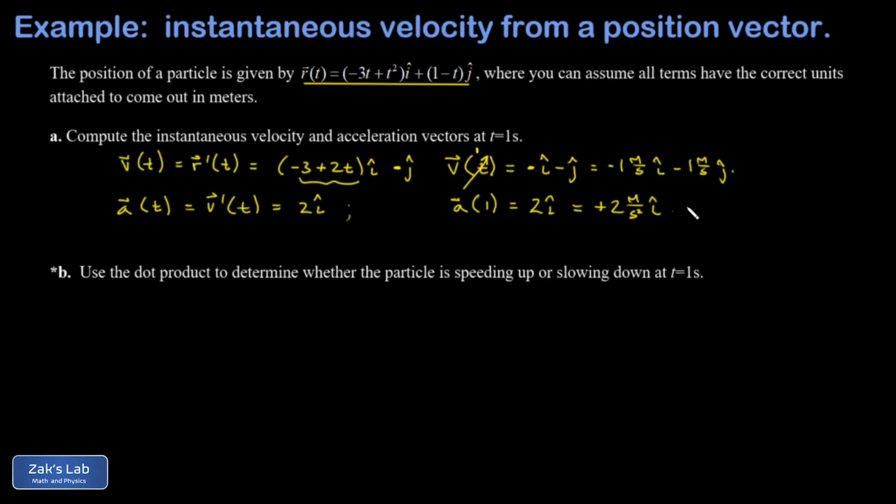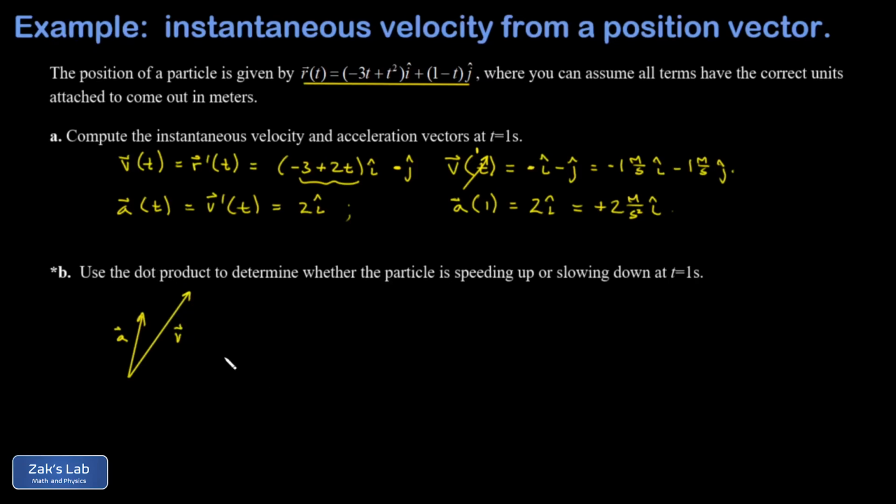Part B is interesting. I'm asked to use the dot product to determine whether the particle is speeding up or slowing down at t equals 1 second. And what I'm getting at here is that the relative angle between the acceleration and velocity vectors determines whether or not I'm looking at something that's speeding up or slowing down. And I made a whole video for this, and I'll post a link to it real quick.